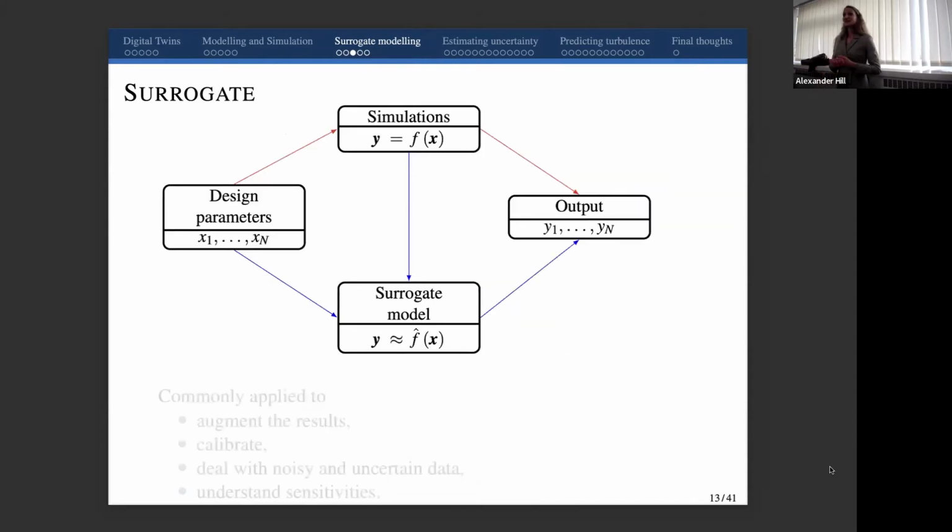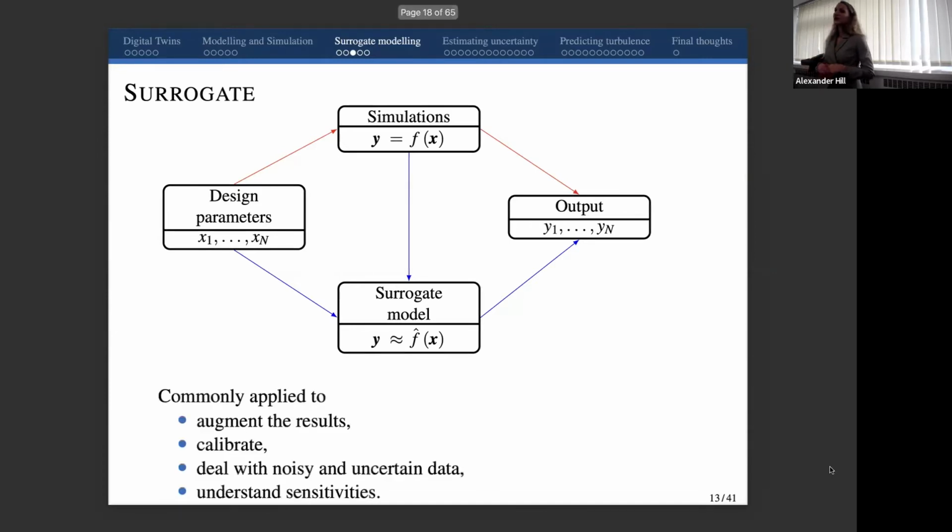So yes, that's the surrogate. We have some kind of design parameters. We have some outputs. There's a simulator, an experiment that generates these outputs, given these design parameters, and we want to replace it. We want to mimic it the best we can. So we're trying to balance the cost and the accuracy. And this is how we construct the surrogate to then be able to apply for calibration, to understand sensitivities of the models that we're analyzing, and also to augment the results.